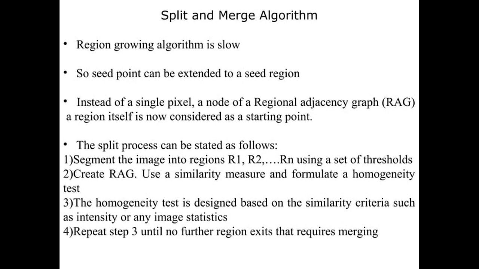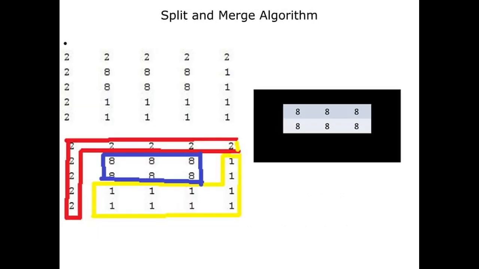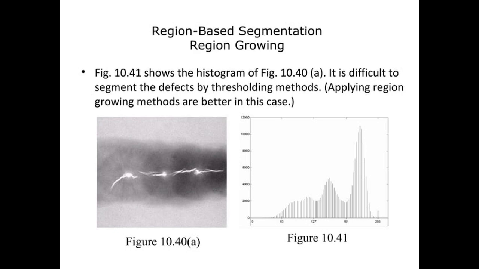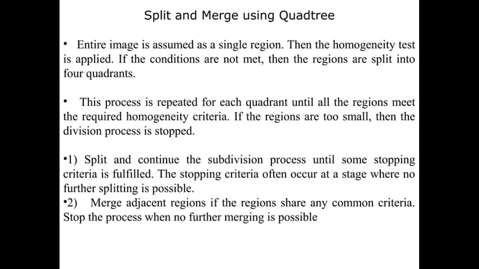Since the first one, region growing, is slow, we are going for the split and merge algorithm. And the procedure is given below. Okay, this is the figure. This is also a segmentation procedure based on region growing. From this illustration we can get a very clear idea of how this region growing algorithm works. Next, this same split and merge we can also use with a quad tree. So instead of the RAG, here we can use a quad tree.